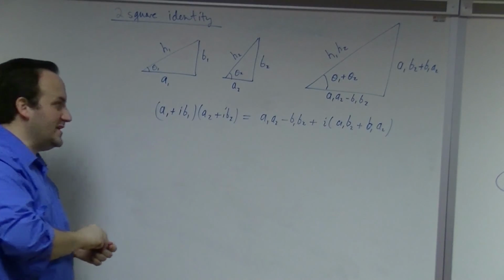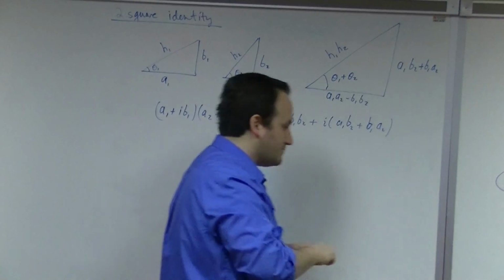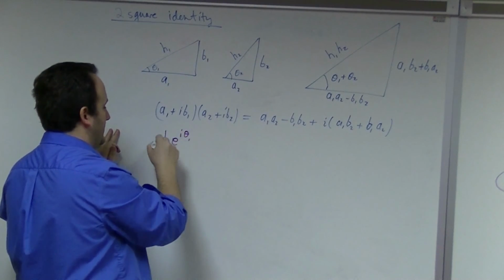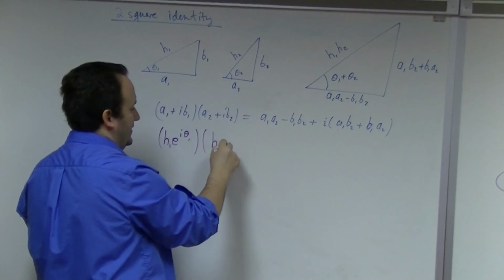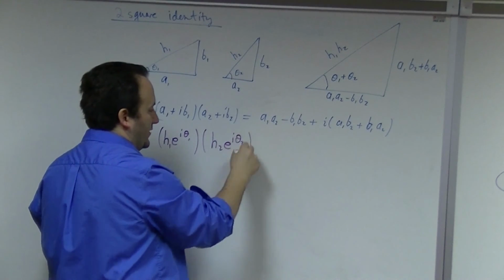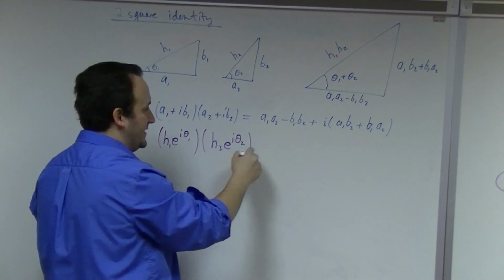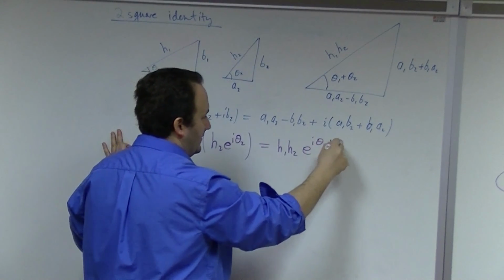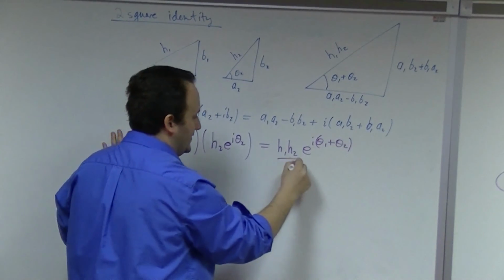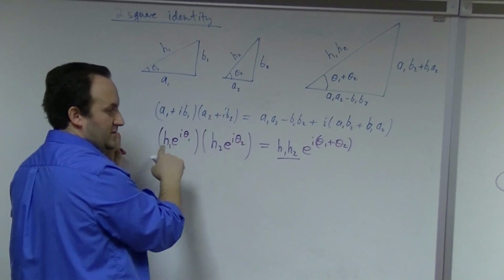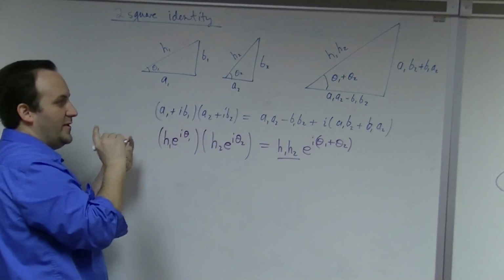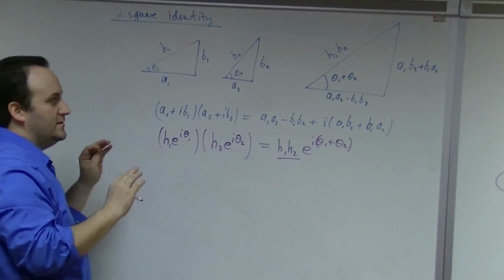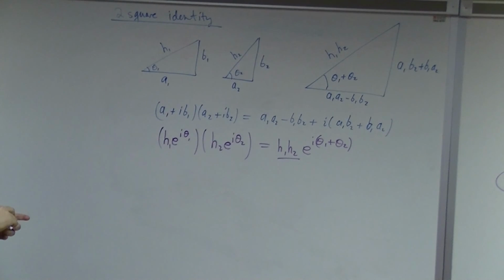That is really easy to see if you look at this in terms of H1 e to the I theta 1 and H2 e to the I theta 2. If you use the so-called polar coordinate representation of complex numbers, it's really easy to see this. This is H1, H2, e to the I theta 1 plus theta 2. So there you go. Here's the new hypotenuse. Here are the old hypotenuses. The real part is the adjacent side to the angle. The imaginary part is the opposite side to the angle. And this is the geometric underpinning of the two-square identity.